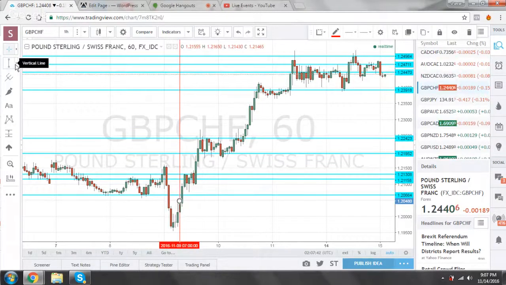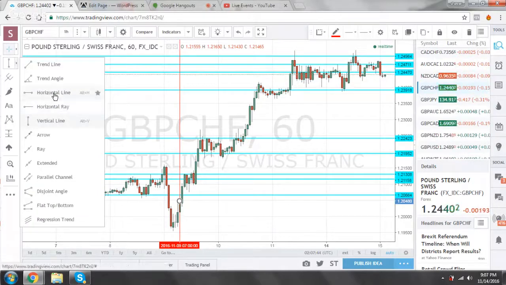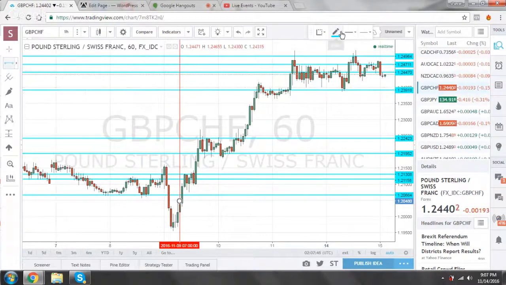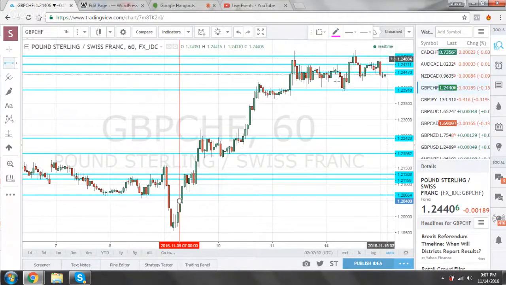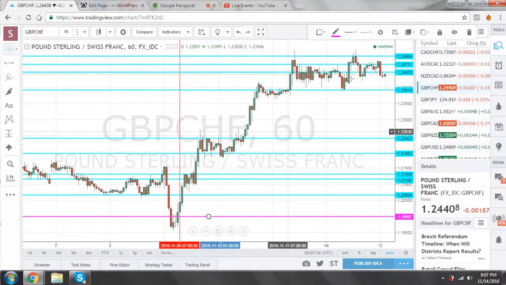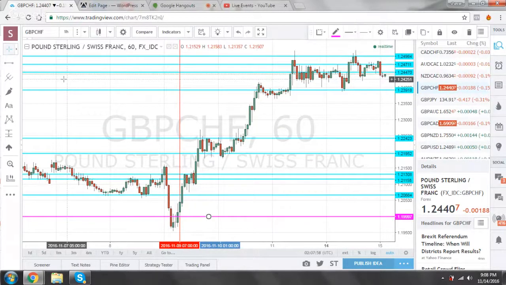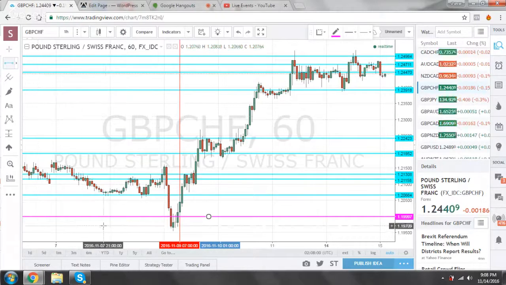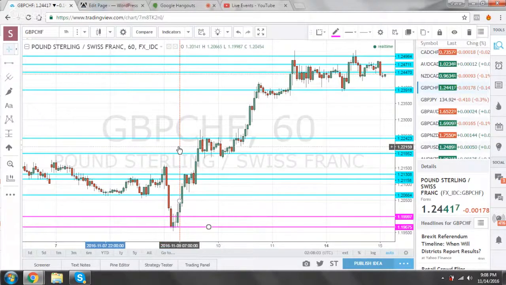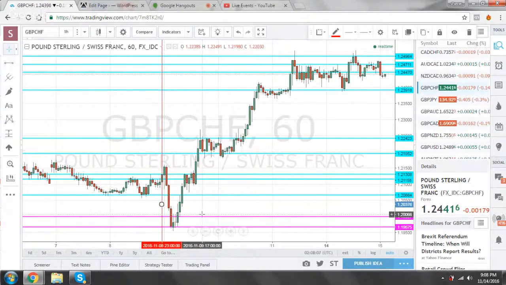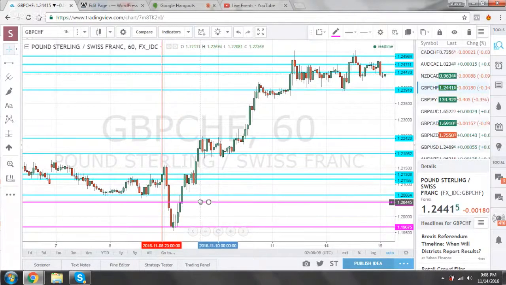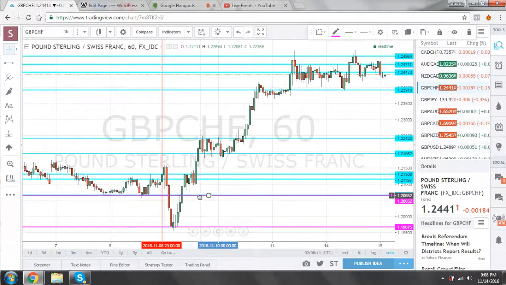So now we're going to do this. Horizontal lines. Let's change the color so we know. Let's just make it purple. All right, so I'm just going to drop 2 purple lines right here. You're not going to be able to see the wicks. You've got to make sure you get the wicks. Just move this out of the way so I can see exactly how high that candle went. Right at the top.